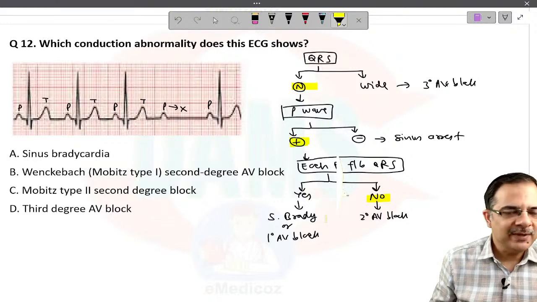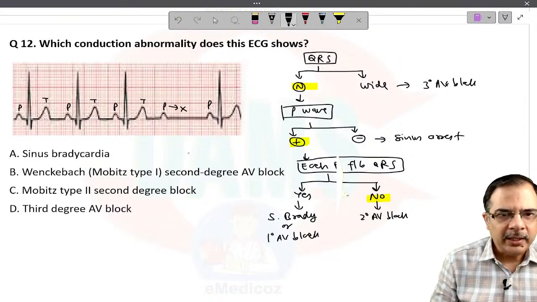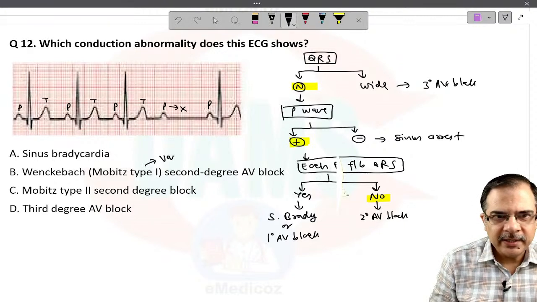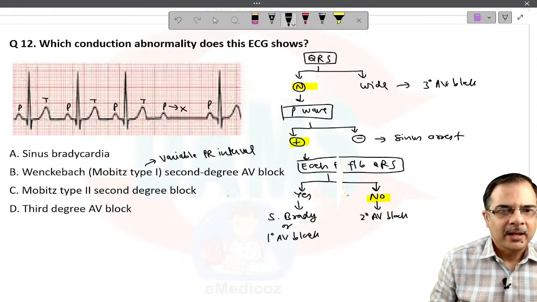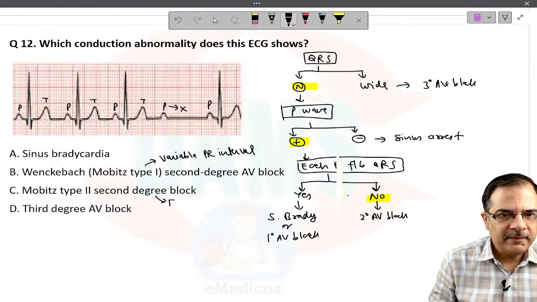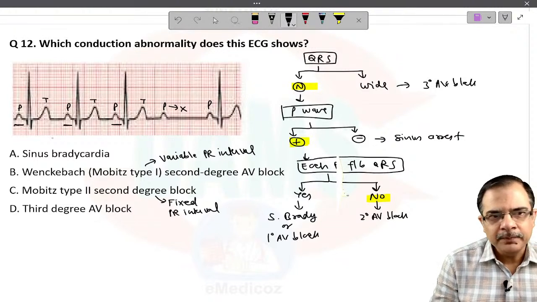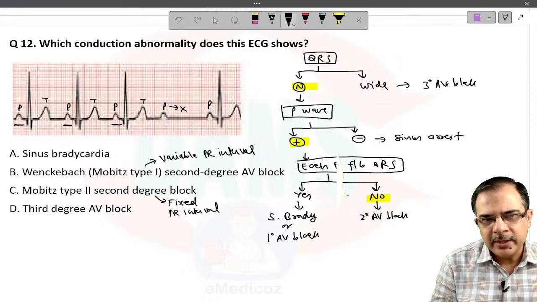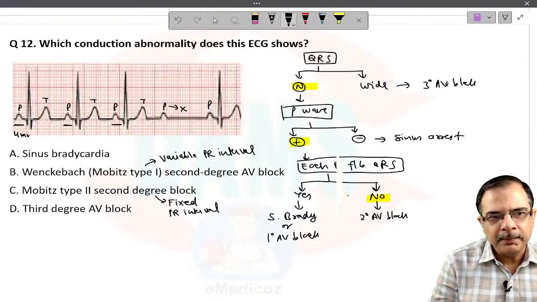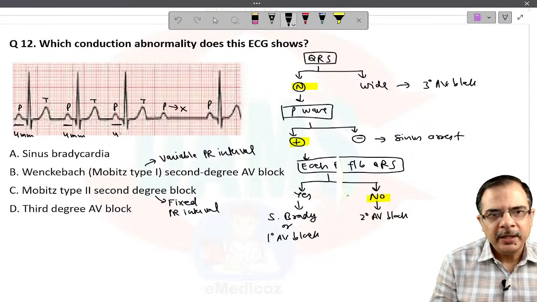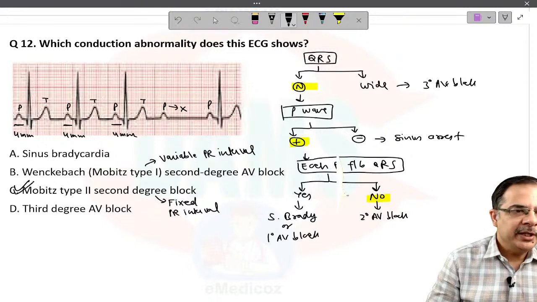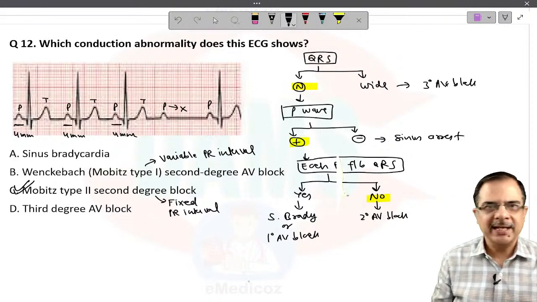Now, I have to assess whether it is Mobitz type 1 or Mobitz type 2. In Mobitz type 1, there is a variable PR interval, and in Mobitz type 2, it is a fixed PR interval. Here, you can just see this horizontal line. Every time it is the same, approximately 4 mm. The PR interval is fixed, and when the PR interval is fixed, it goes in favor of a Mobitz type 2 second degree block.